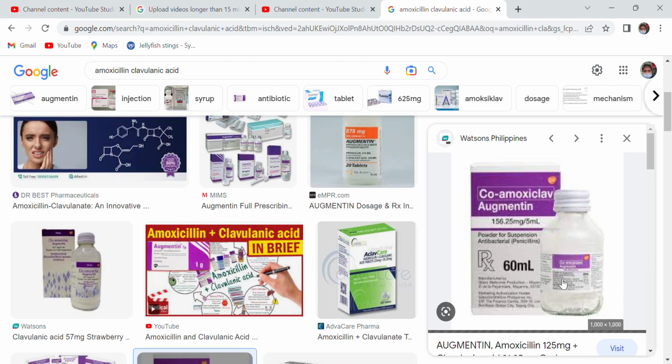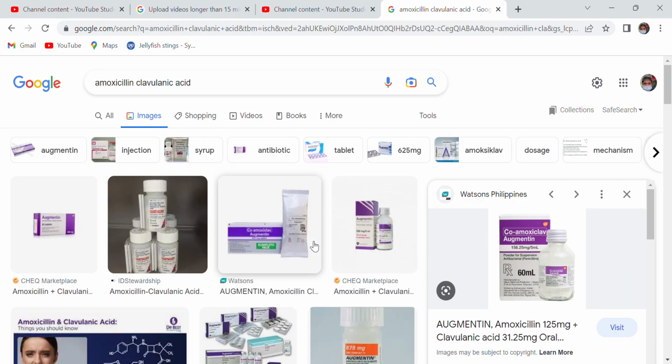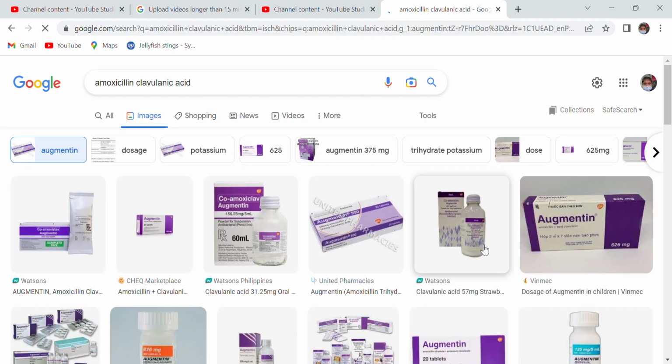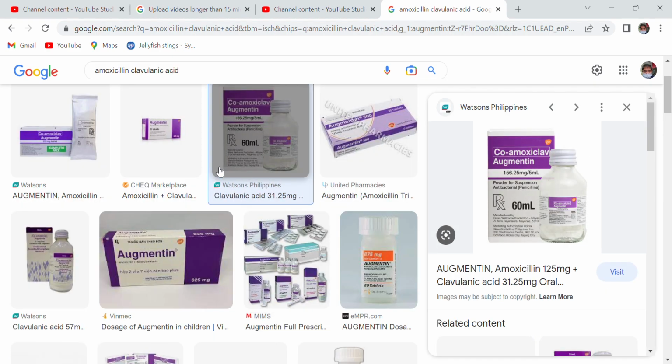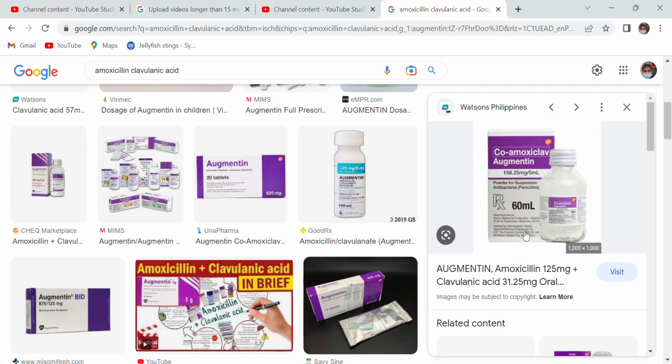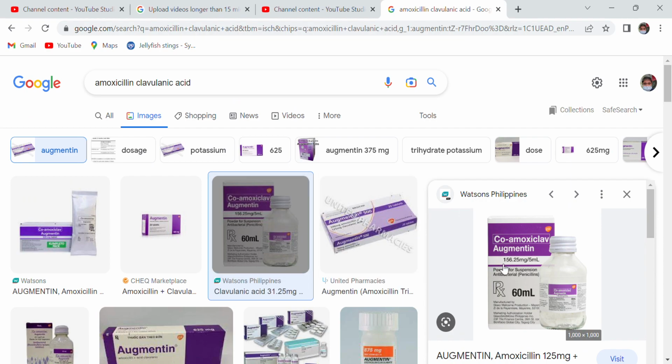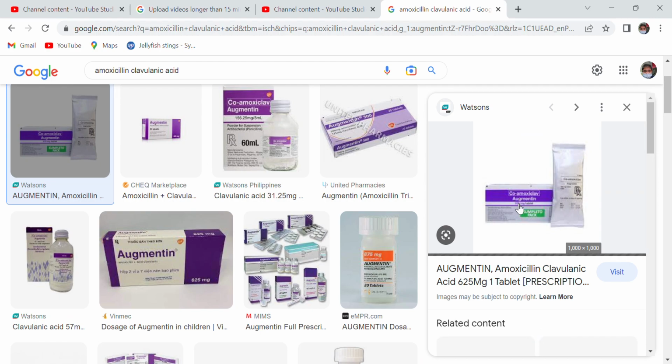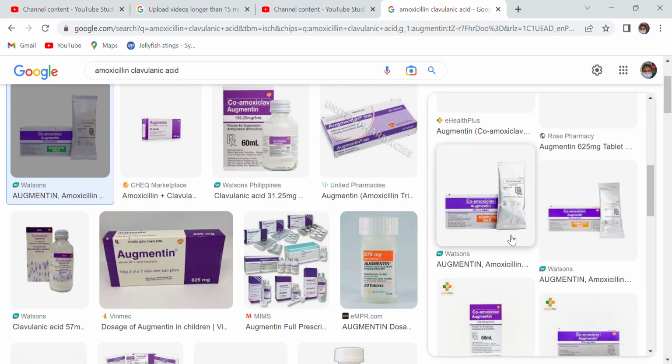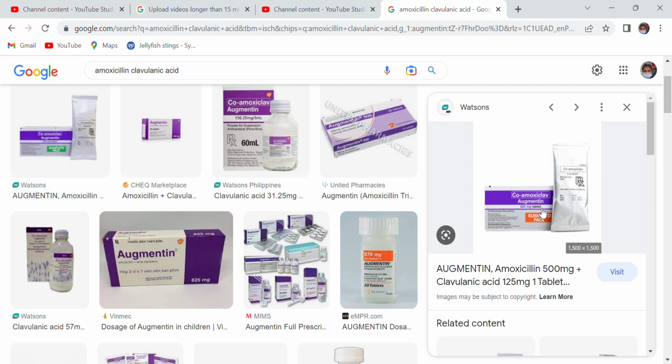Augmentin is an IV form, but we have a tablet form that is called co-amoxiclav. Co-amoxiclav is an antibiotic for upper respiratory tract infections and other infections. This is a good antibiotic because of the two combinations of amoxicillin and clavulanic acid. Usually the preparation is 625 milligrams per tablet, taken 2 times a day.